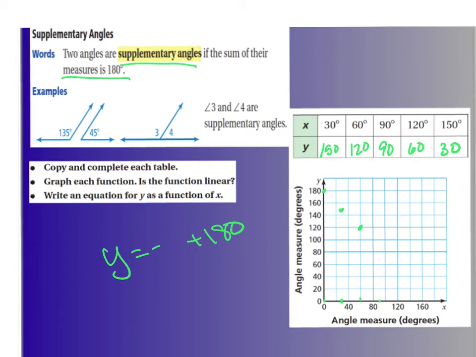is right here, and 90 would be right there. And then we have 120 and 60, and 150 would be right here, and 30 would be right there. And of course, then we would have 180, which would be right there. And again, as we go down, we would go down 10, 20, 30, and over 10, 20, 30. That's basically 1, so we have negative 1x plus 180. So it is linear. Yes, it's linear. And we wrote our equation.